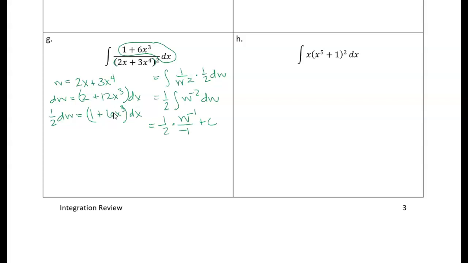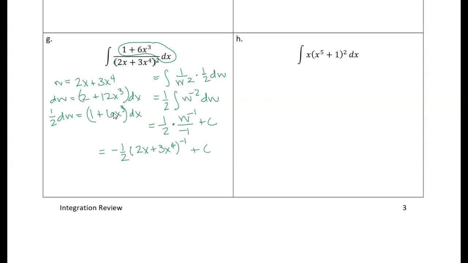All right, and now let's go back to x. Let's resubstitute our w value. So I'm going to get minus 1/2, right, combining the 1/2 and the negative 1 in the denominator. And I get that's 2x plus 3x to the fourth to the minus 1 plus c.